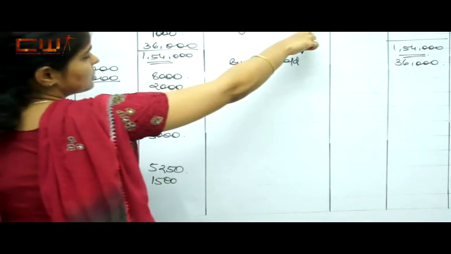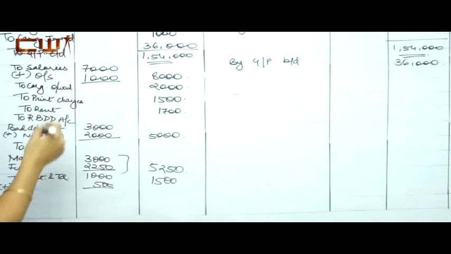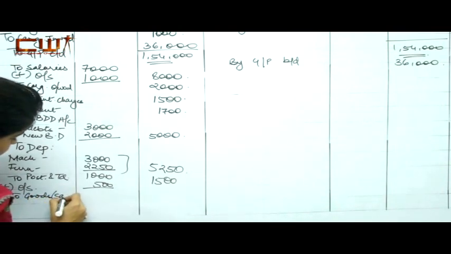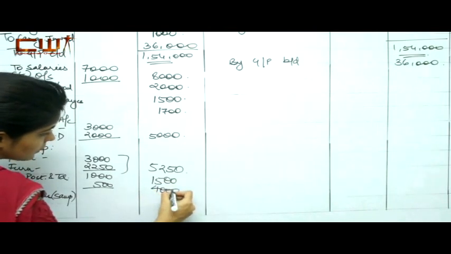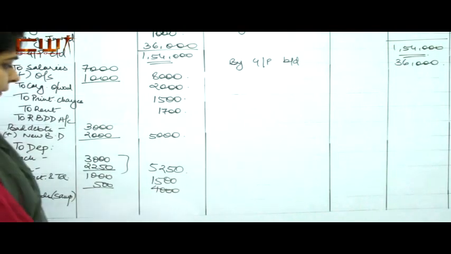Either you write it here, distributors for free samples, and this will also come on this side. So you write goods given as samples. So that is for how much? 4000. Right? Now you have 4000, then you have 2000 and 5000 and 5250.